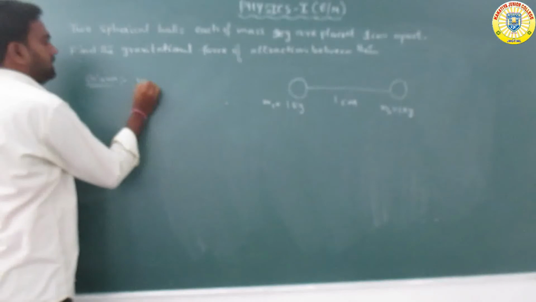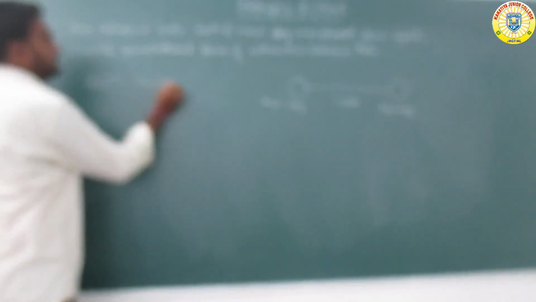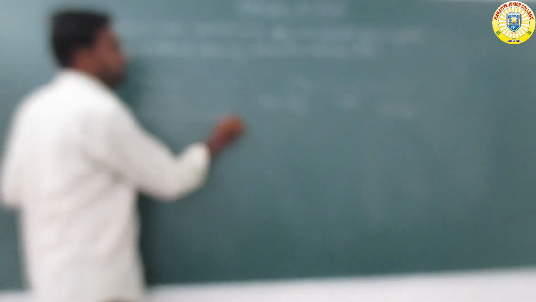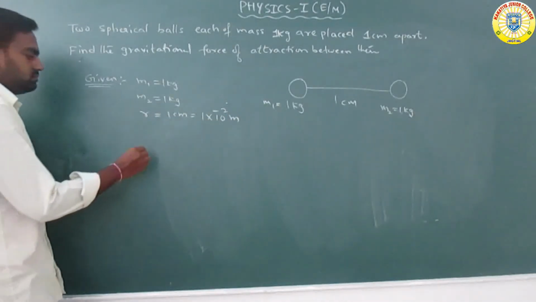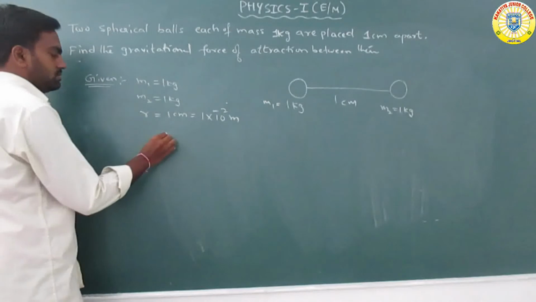Given: the mass of the first body is 1 kg and the mass of the second body is 1 kg, and the distance r or d is 1 centimeter. Converting centimeters into meters, that is 1 into 10 to the power of minus 2 meters. So centimeter is converted into meters. Now the gravitational force.